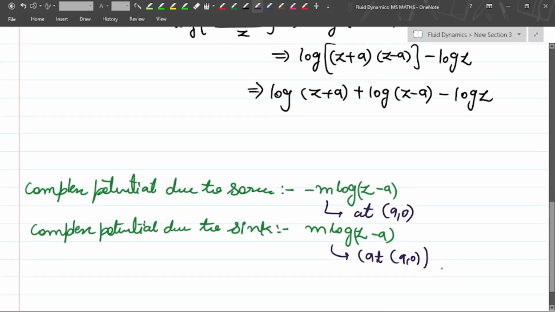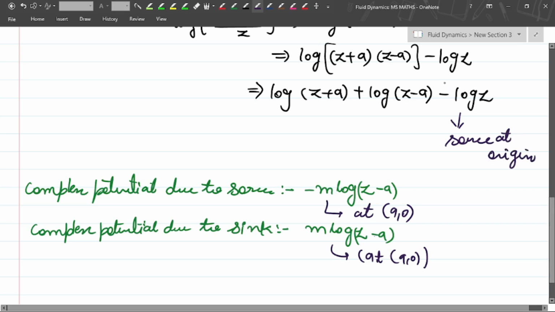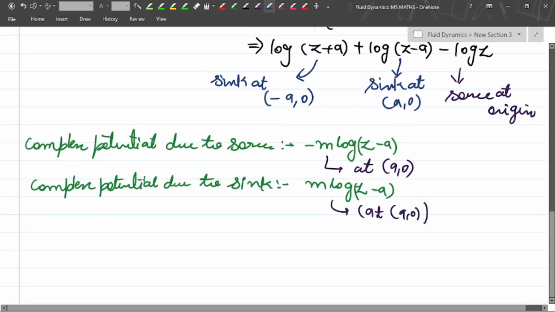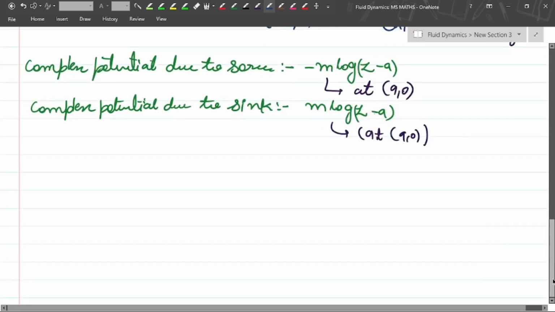Now, if it is z minus 0, then what is this? This is the source at origin, because it is minus log z minus 0. This is sink at a comma 0, and this is sink at minus a comma 0. Okay, so what will be the sketch, or what will be the diagram for this?